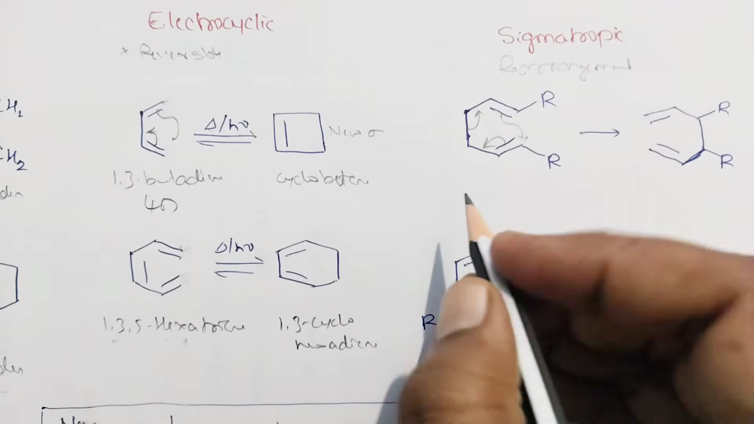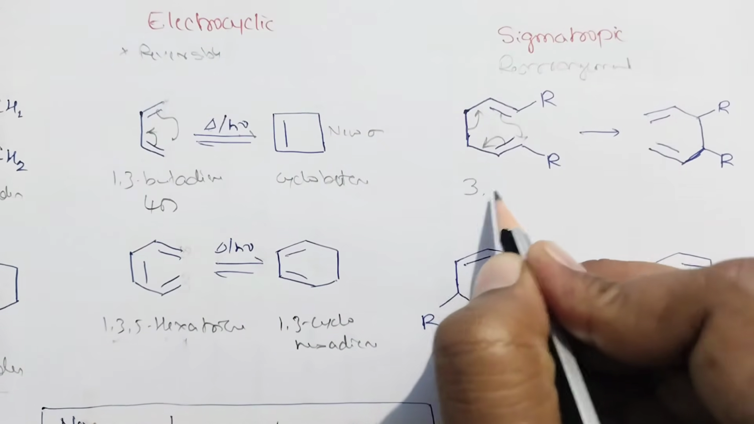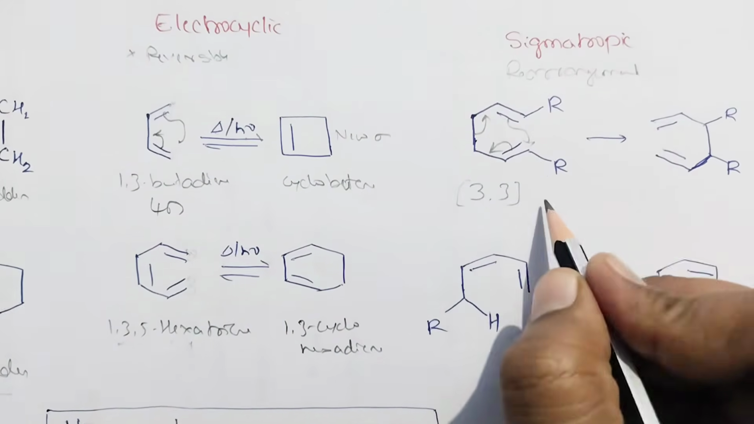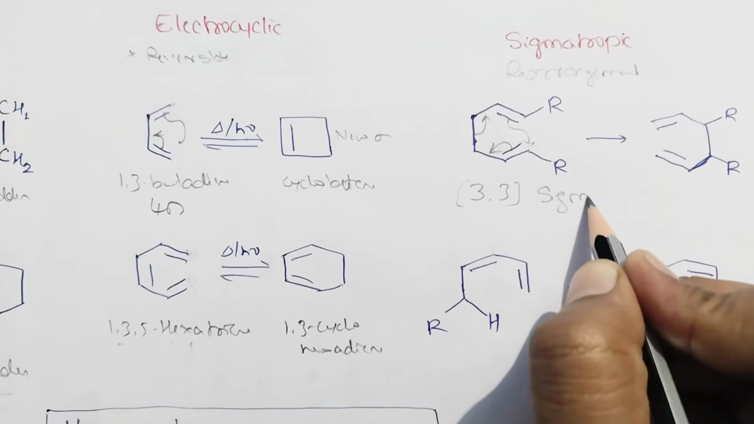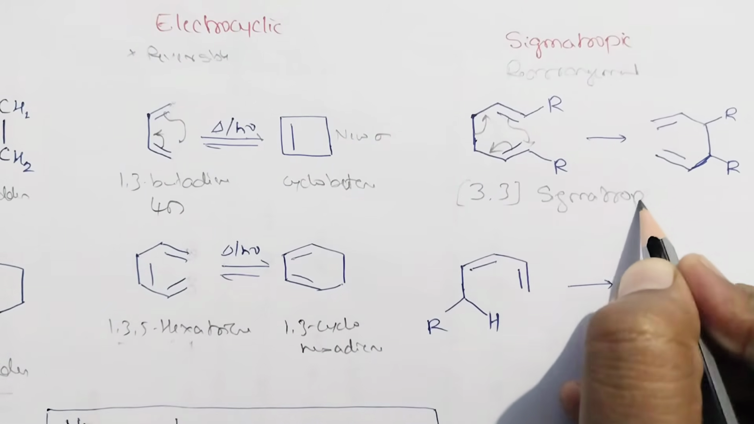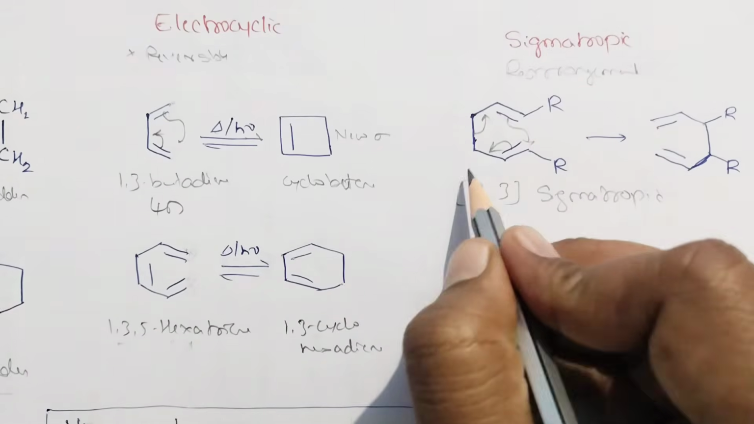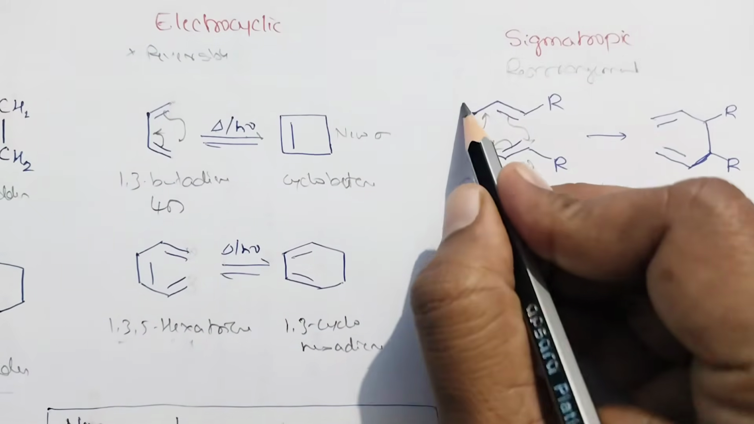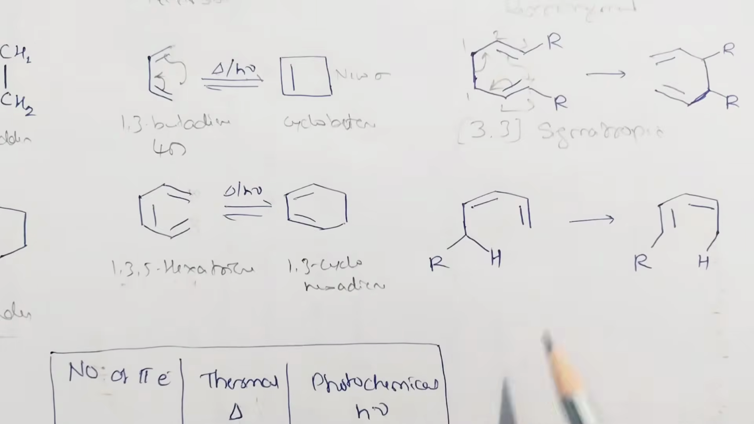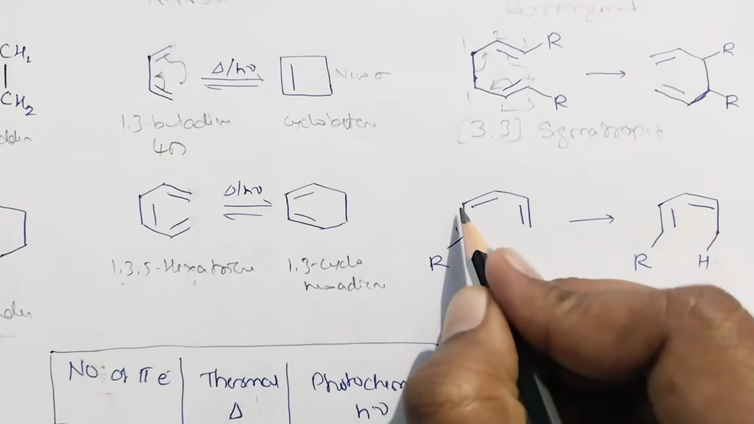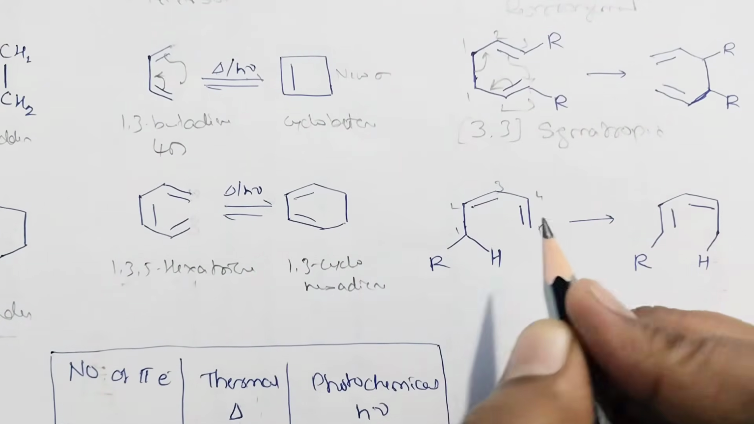This is 3,3 sigmatropic rearrangement. It is 1, 2, 3. Here also it is 1, 2, 3. Here 1, 2, 3, 4, 5.